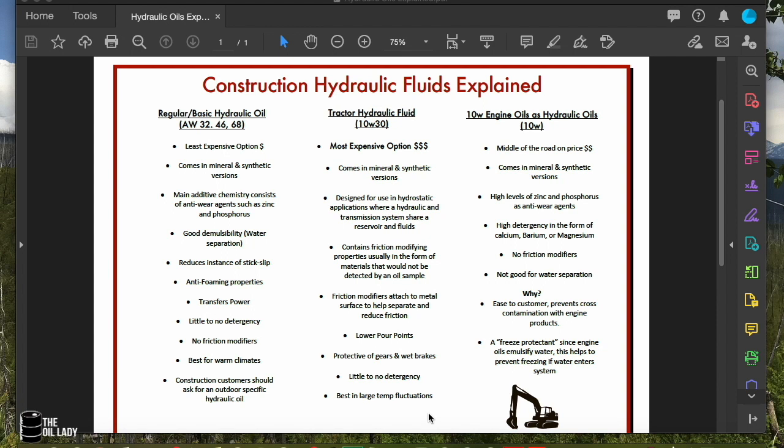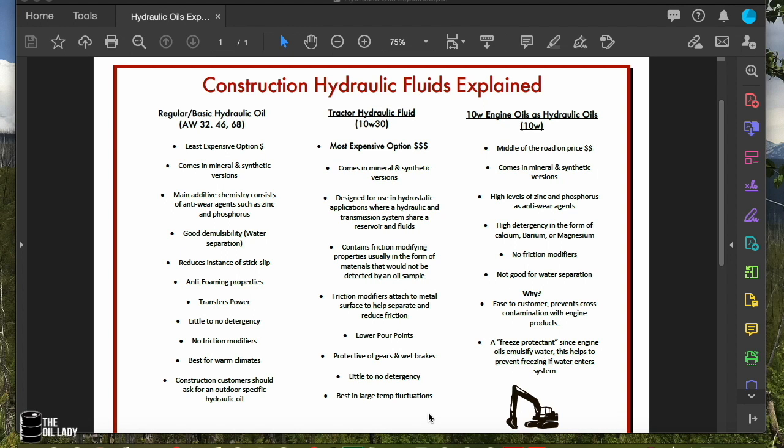This is not good for water separation. So emulsion in an engine oil is going to really keep that water in suspension. It's not going to separate, and it's going to prevent it from freezing.